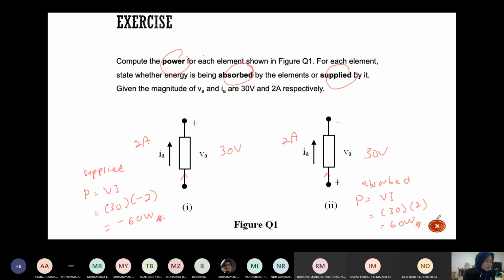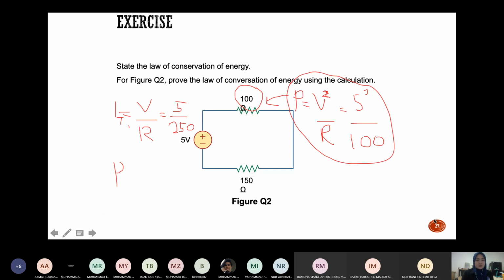Next, we have another exercise. Please ignore this one. The question says: state the law of conservation of energy. Remember, what is the law of conservation of energy? It states that the sum of P is equal to 0. So for figure Q.2, prove the law of conservation of energy using calculation.